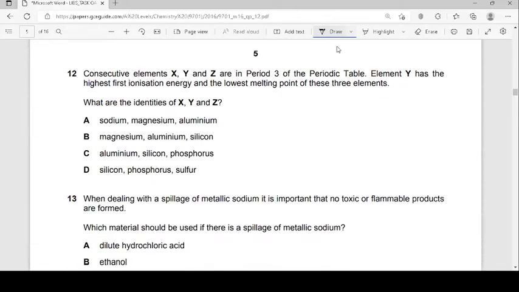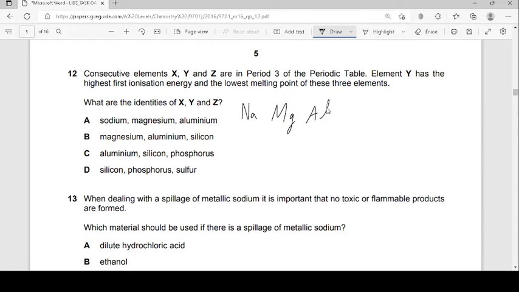Consecutive elements X, Y, and Z are in period 3 of the periodic table. For questions like these, I just like to write down the relevant group or the relevant period, because it just makes things easier for me. Sodium, magnesium, aluminium, silicon, phosphorus, chlorine, argon. I have it memorized because I've used period 3 so much, but I would say it's worthwhile to memorize a few things. It just makes your paper solving quicker, faster.